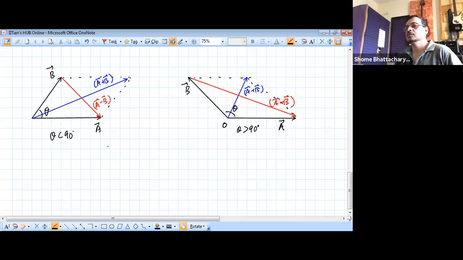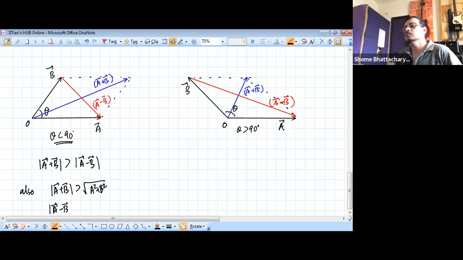That when theta is less than 90, magnitude of A plus B will be greater than magnitude of A minus B. In fact, A plus B will have a magnitude which is greater than root of A square plus B square, whereas A minus B will have a magnitude which is less than root of A square plus B square.